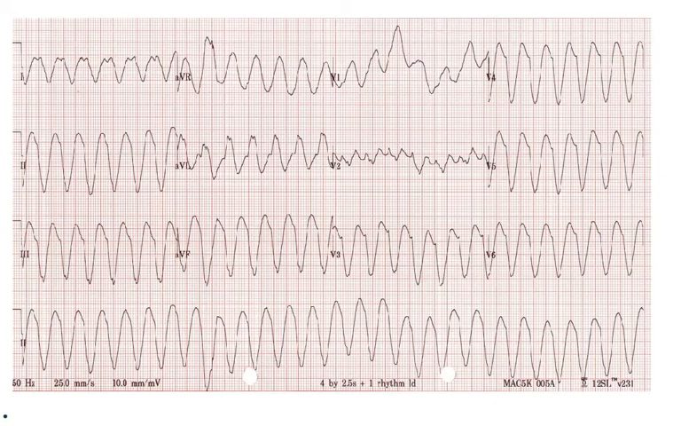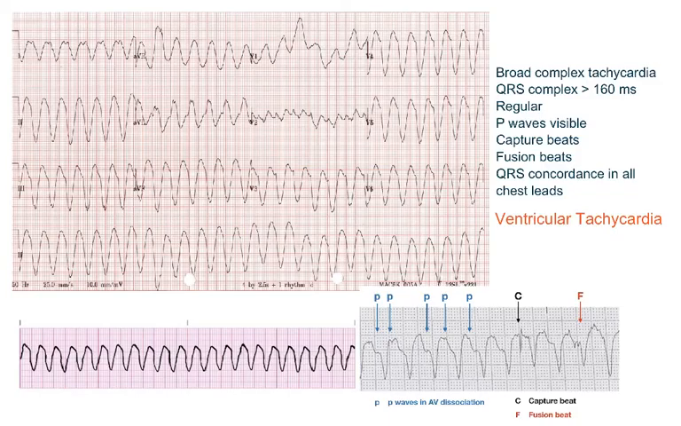In this ECG, the rhythm looks regular, right? There are P waves, like here. Look at this one. There is P waves as well. So this is basically what? This is ventricular tachycardia. The characteristics of ECG are that it is broad complex tachycardia. It is a regular rhythm. P waves are visible, as you can see here in the close-up, here. There are some capture beats and fusion beats.